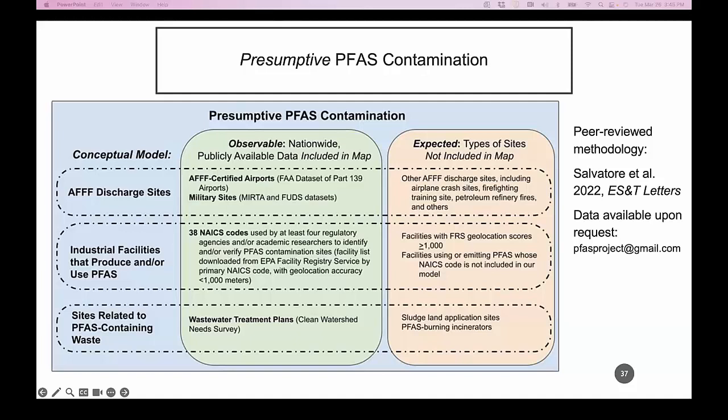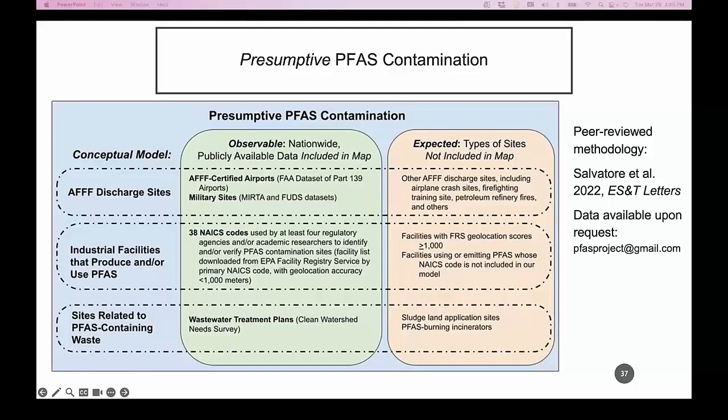So what our presumptive contamination model does is say, here are the types of sites that we would argue should be presumed to be contaminated in the absence of high quality testing data. When we try to operationalize that model and actually create mappable data, we end up with a huge undercount of those actual facilities. We did compile as much data as we were able to gather and ended up identifying over 57,000 presumptive sites around the country. This was published in ES&T Letters in 2022.